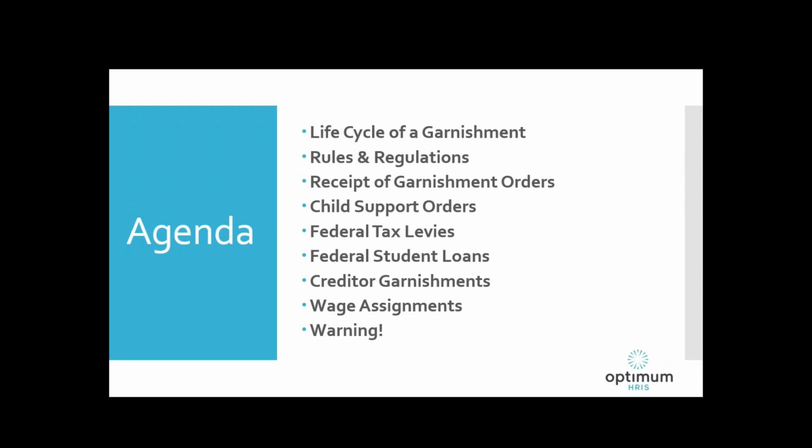We'll look at what you should do as soon as you receive a garnishment order. And that's when your best practice actually begins. And then we'll look at some specific examples of child support orders and federal tax levies. We'll spend a little bit of time on federal student loans and creditor garnishments and wage assignments, as well as taking a look at some cautionary things that you need to be on the lookout for these days.